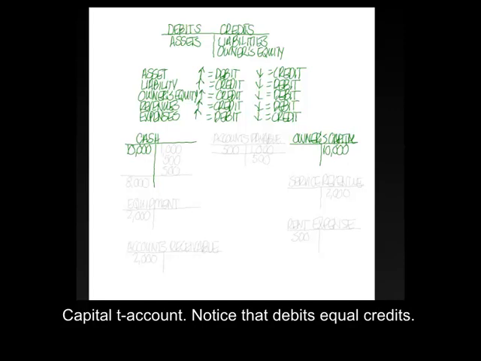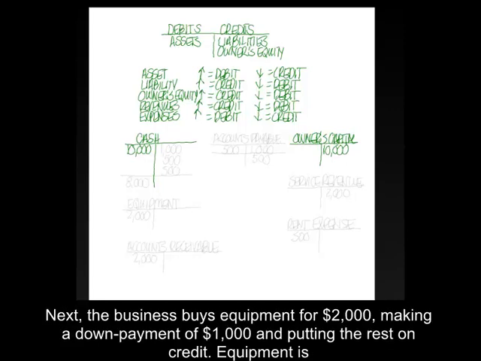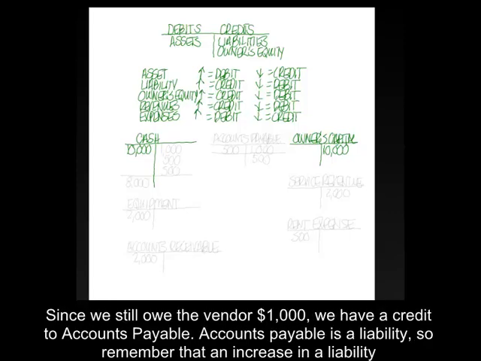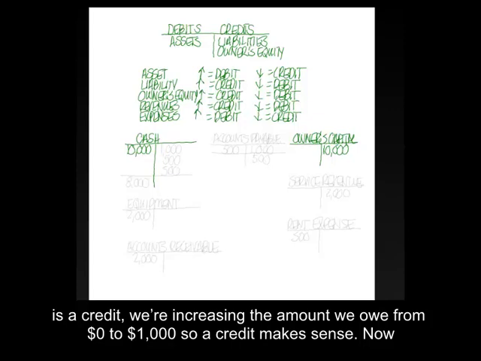Next, the business buys equipment for $2,000, making a down payment of $1,000 and putting the rest on credit. Equipment is debited for $2,000 and cash is credited for $1,000, but we still have another $1,000 to credit somewhere. Since we still owe the vendor $1,000, we have a credit to accounts payable. Accounts payable is a liability, so remember that an increase in a liability is a credit. We're increasing the amount we owe from $0 to $1,000, so a credit makes sense.